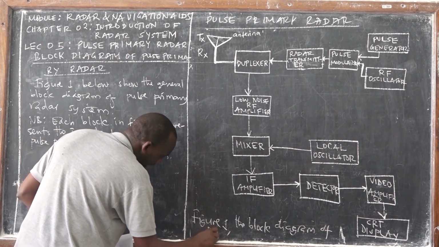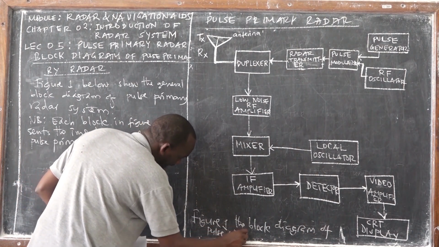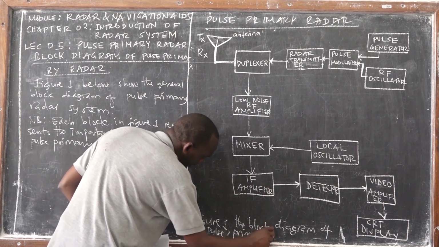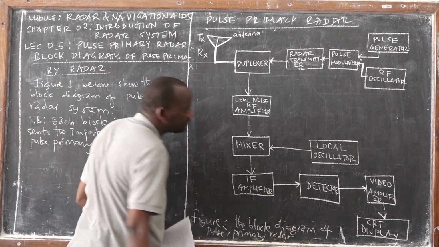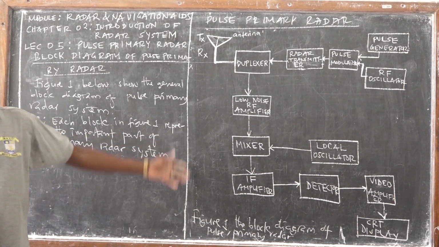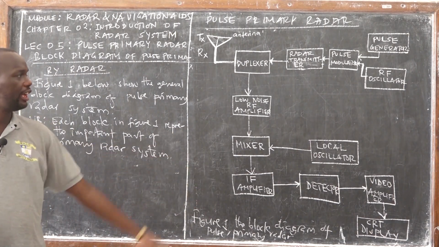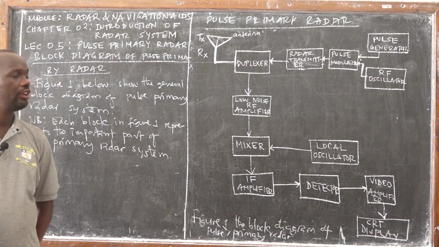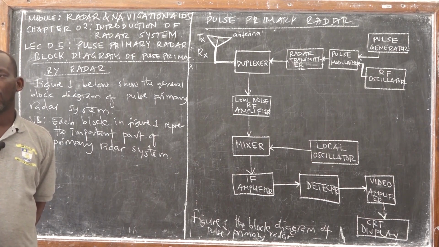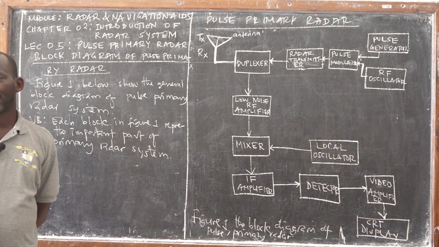Figure 1, block diagram of pulse primary radar. So, ladies and gentlemen, this is the block diagram of the pulse primary radar system.